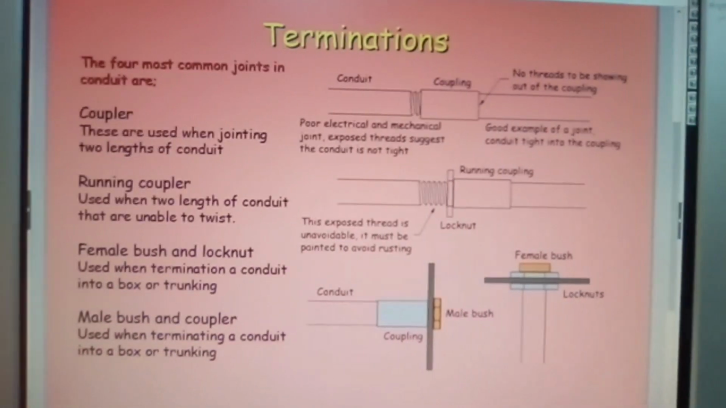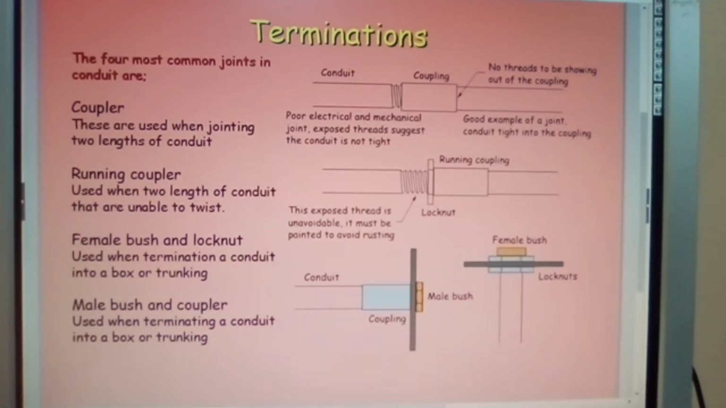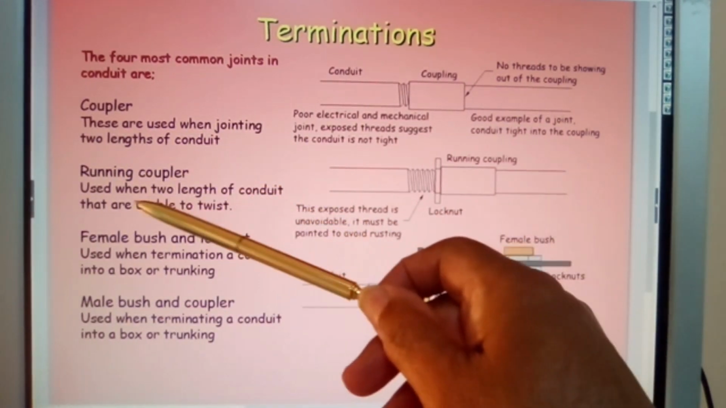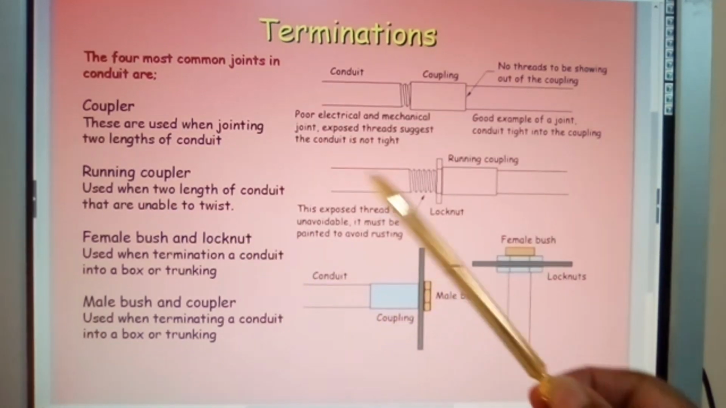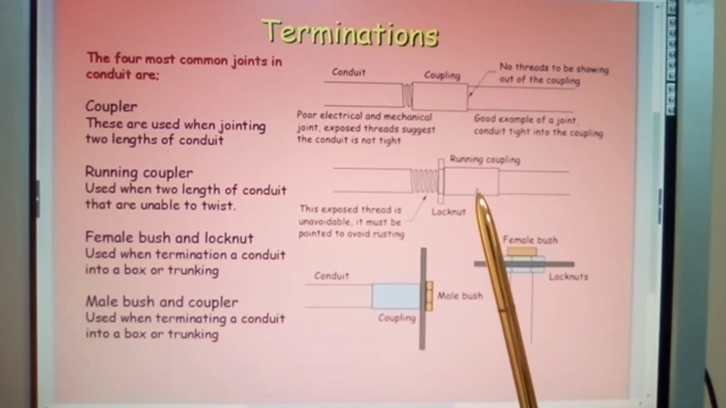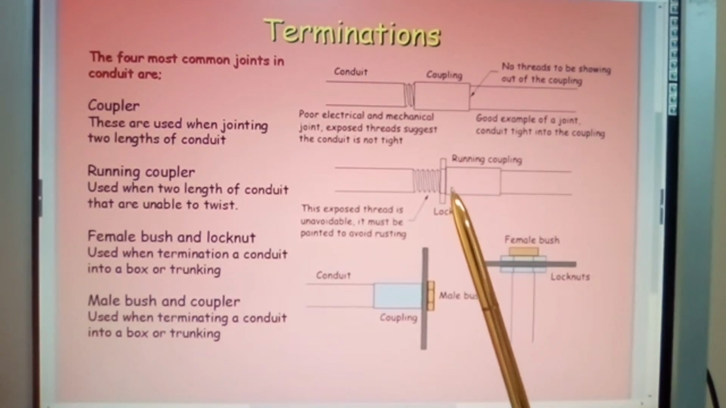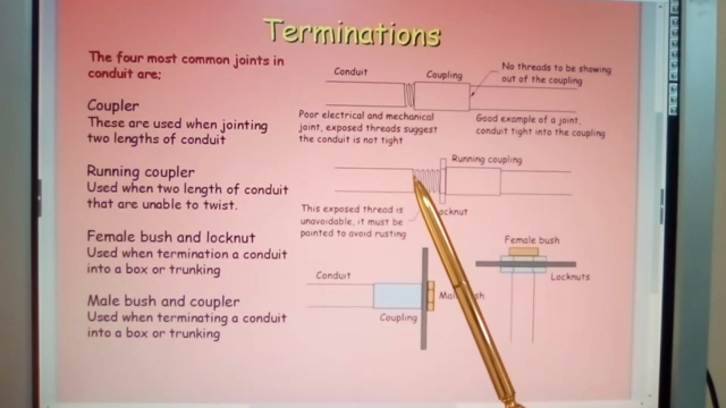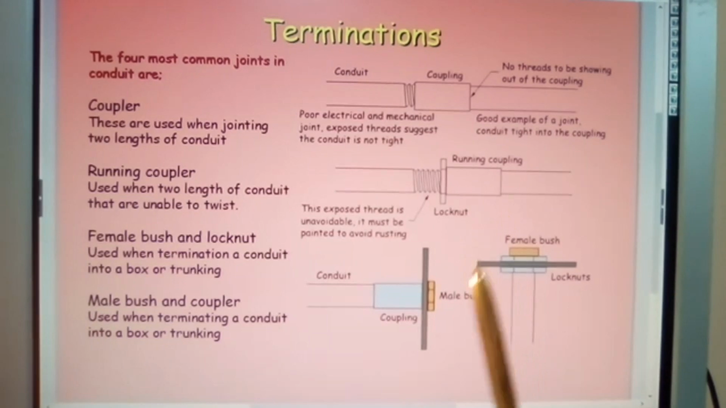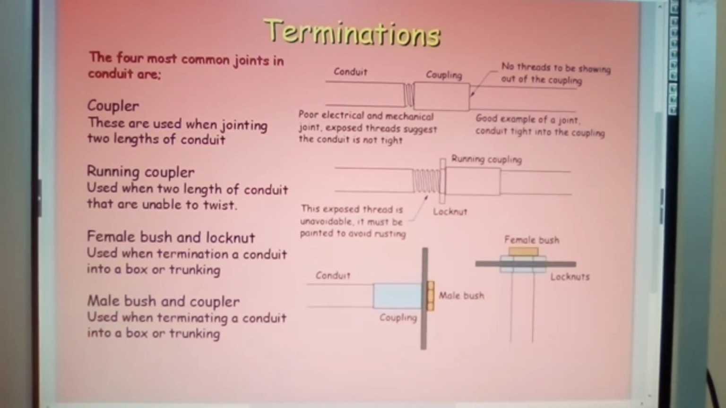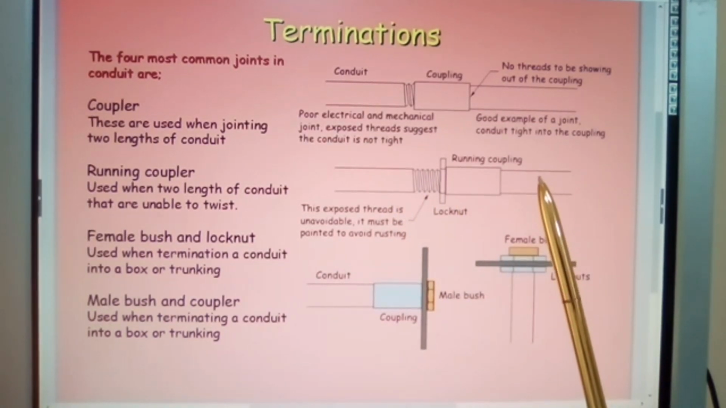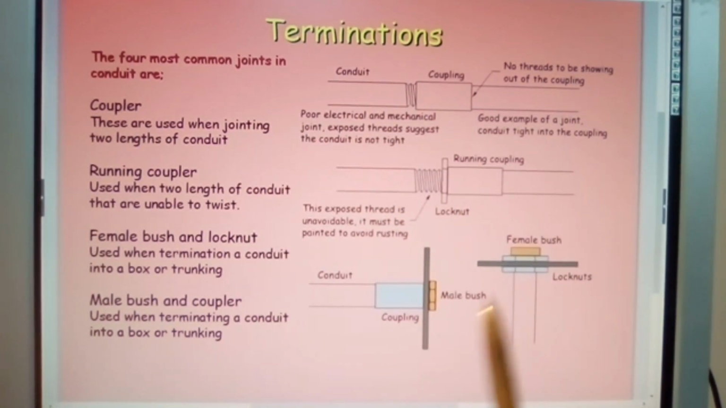Basically, couplers are used when joining two lengths of conduit. Running coupler used when two... Now here you have a running coupler. Now this is actually a very handy piece of work, because what you need to do is run the coupling along the conduit to make a connection that is in an awkward position at times. So it allows you to make a connection with another piece of conduit quite easily.